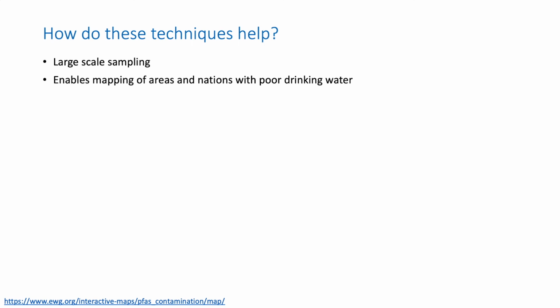So how did these techniques help with the problem? So all these analytical techniques can be used for large-scale sampling, and so multiple samples can be taken from many locations, and then this can be used to map areas or nations with poor drinking water and can also highlight areas with good drinking water.